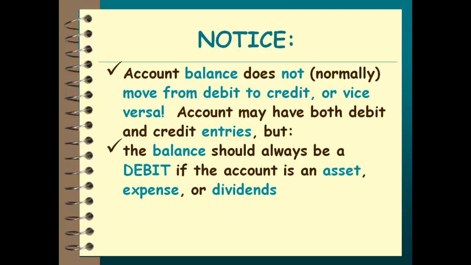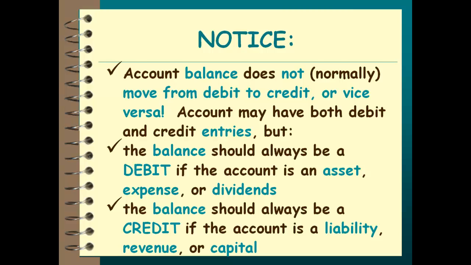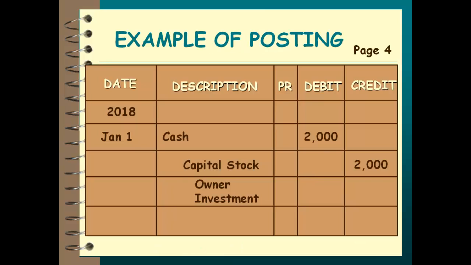If the account type is going to be a revenue or a liability or capital, its account balance must be and always be a credit. If it's jumping around, something's wrong. Some students, when the entry changes sides, they change the balance side. That is not going to work, I promise you. All right, let's do an example to illustrate how we actually post.